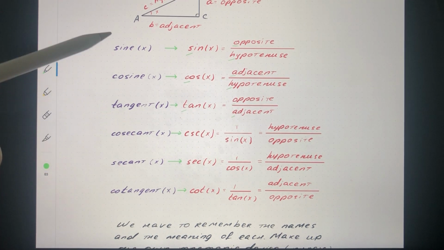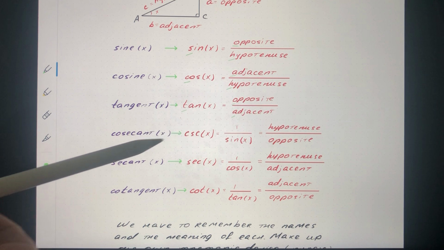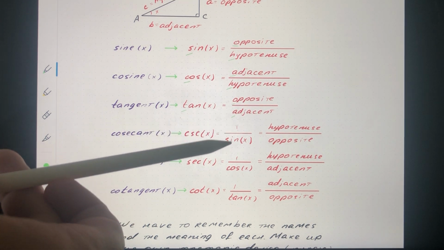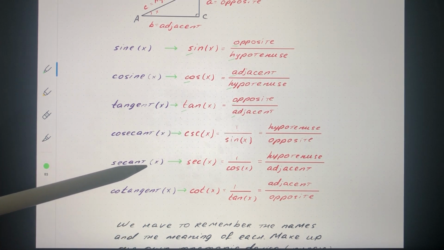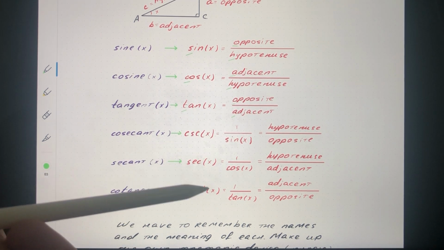It's very important to remember each one of these pieces of information, because in many situations, knowing that cosecant is 1 over sine will help us greatly. And secant is 1 over cosine, and cotangent is 1 over tangent, is very, very important.